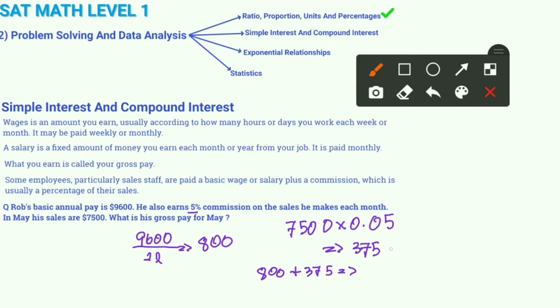If I use a calculator, then it's going to be $1,175. This is his gross pay. Okay, his monthly salary and his commission, 5% commission. So $1,175. This is the answer.